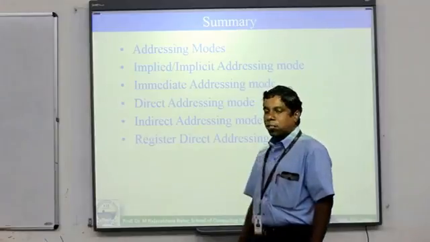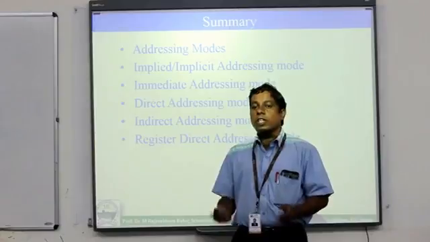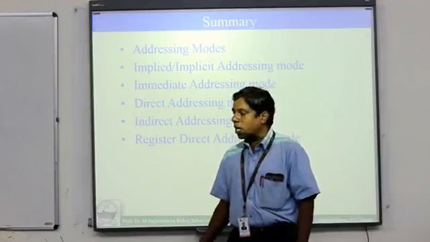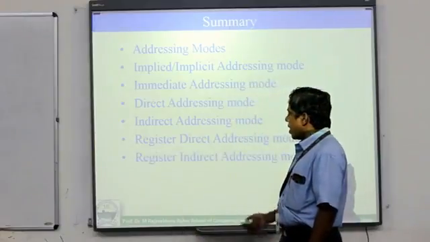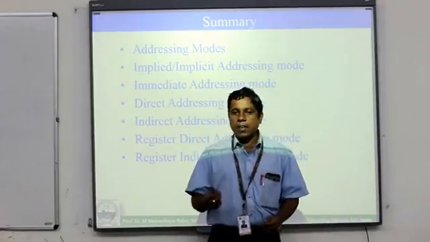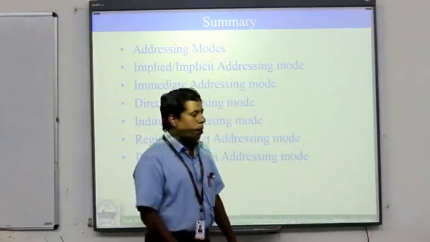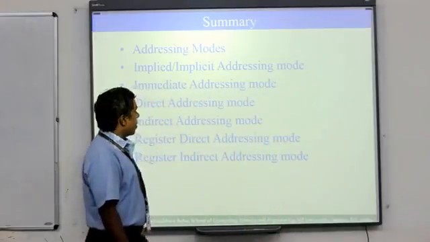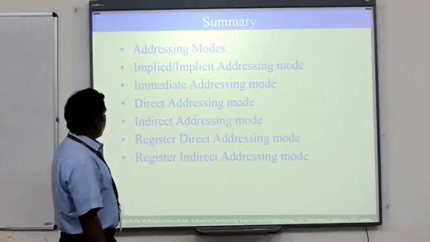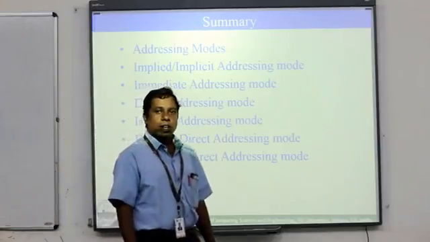In the register direct addressing mode, it has the address of the register within the CPU, so it doesn't require any memory access. And finally, the last one is the register indirect addressing mode, which has the address of the effective address in the register and then goes to the main memory to get the operand. These are the 5 addressing modes we discussed.